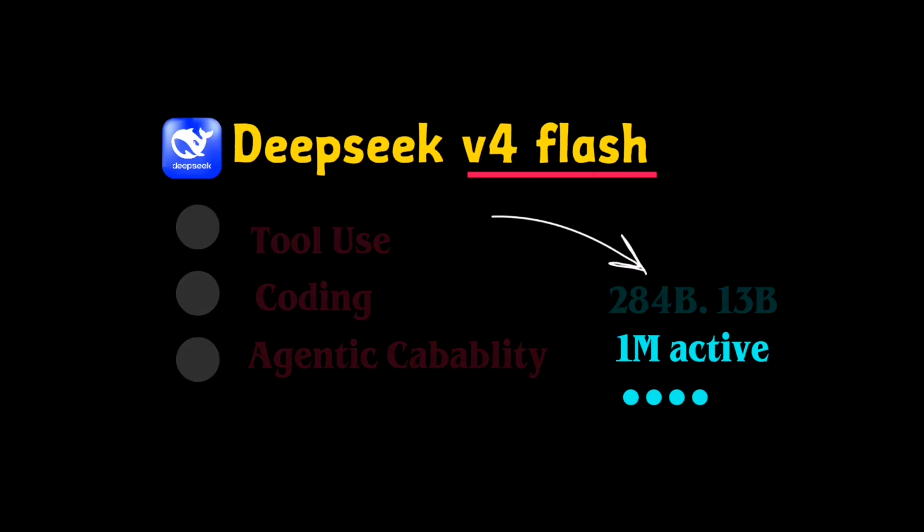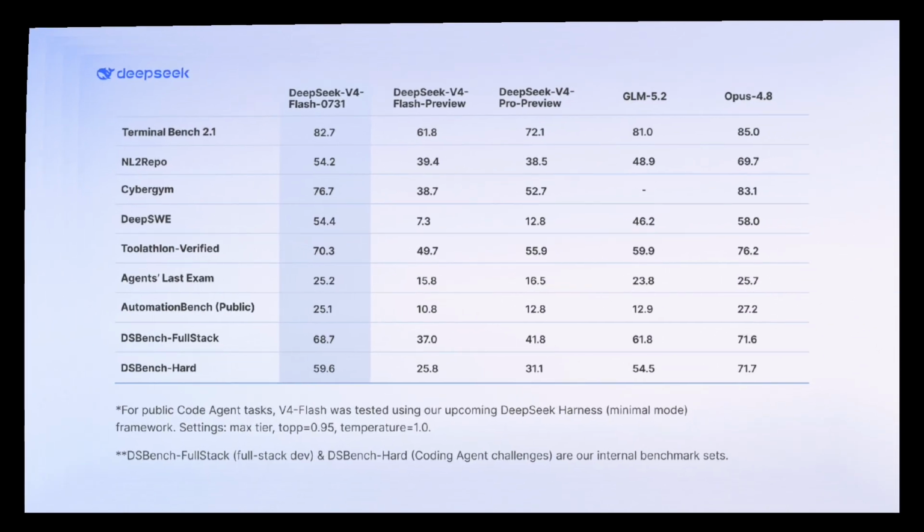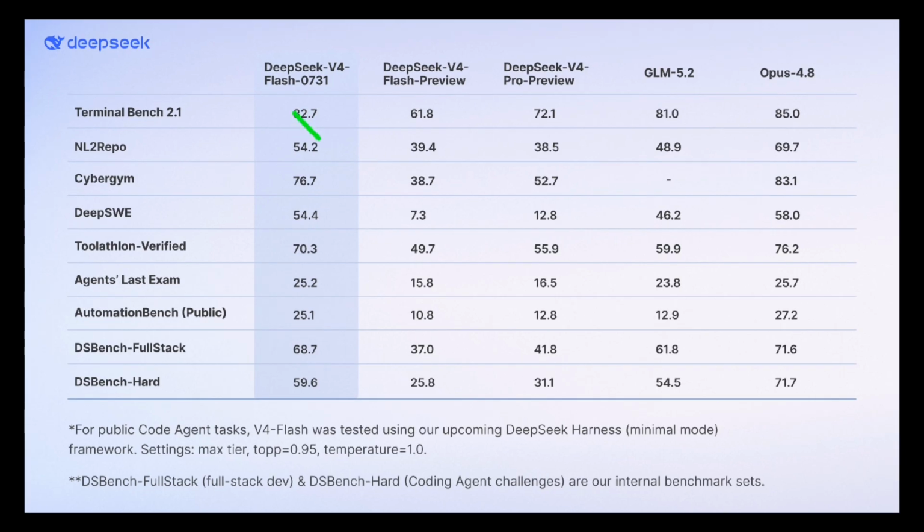Let's look at some benchmark results. On Terminal Bench 2.1, it scored 82.7. For comparison, the previous V4 Flash scored 61.8, roughly a 20-point jump. And their biggest flagship, V4 Pro, a 1.6 trillion parameter model, scored 72.1, about 10 points behind. When we compare it to other labs' models, it beats GLM 5.2's 81, and scores just below Opus 4.8's 85.